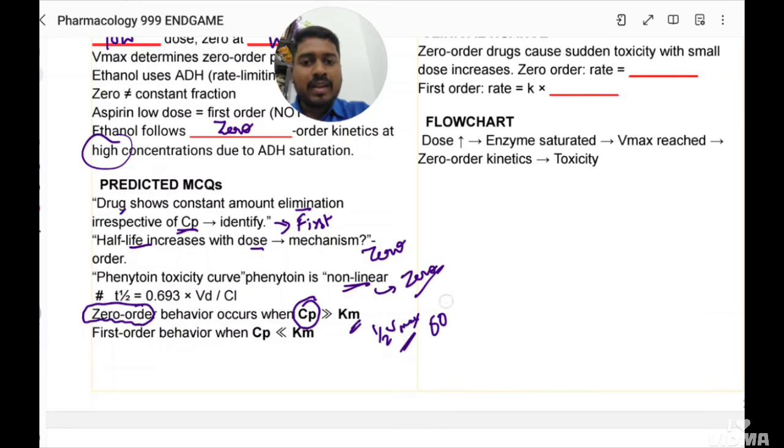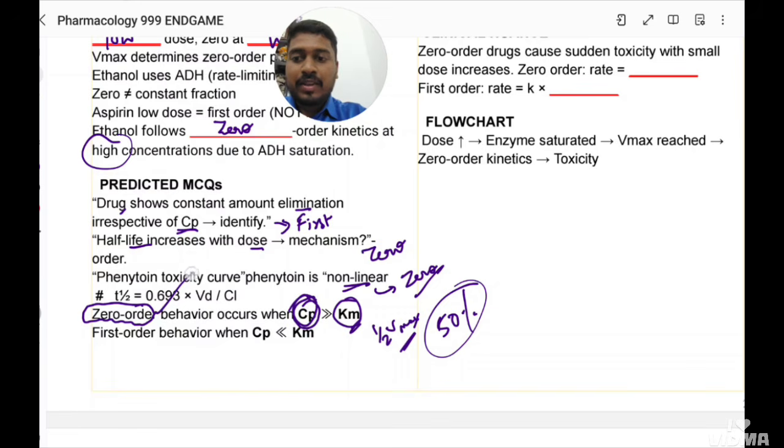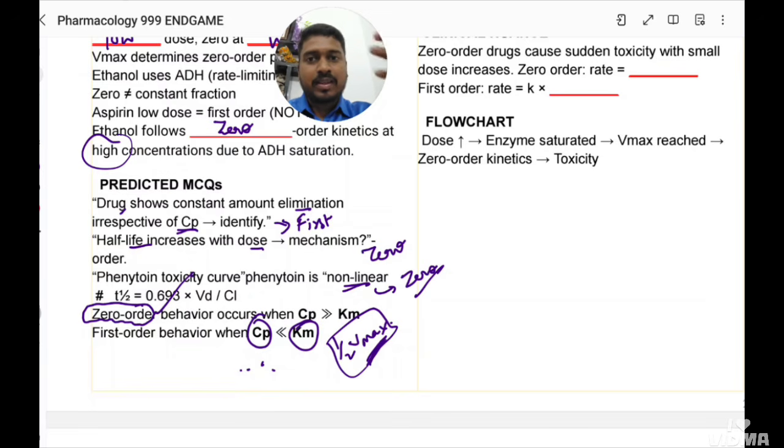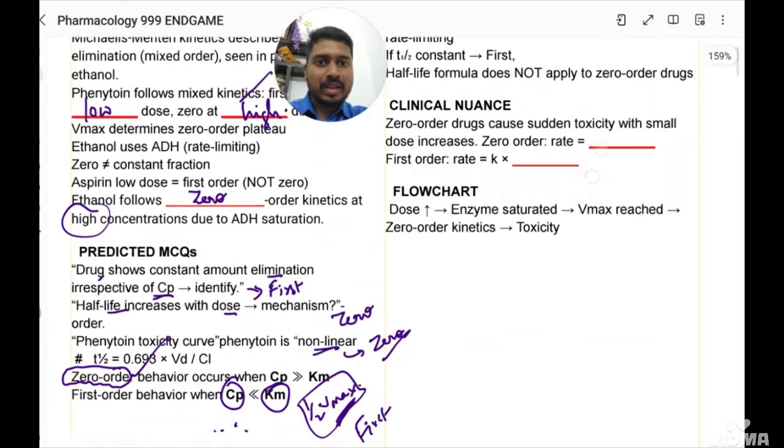Okay, so 50% of half rate, 50% of our toll gate saturation, that is called Km. If drug concentration is more than that, it will follow zero order. If the Vmax, the maximum toll gate capacity, is much more than the concentration of the drug, which means the concentration of drug is very minute, there are so many enzymes available. So even to reach this half Vmax, it takes so much drug concentration, then it follows first order kinetics. I hope now you don't have any confusion.